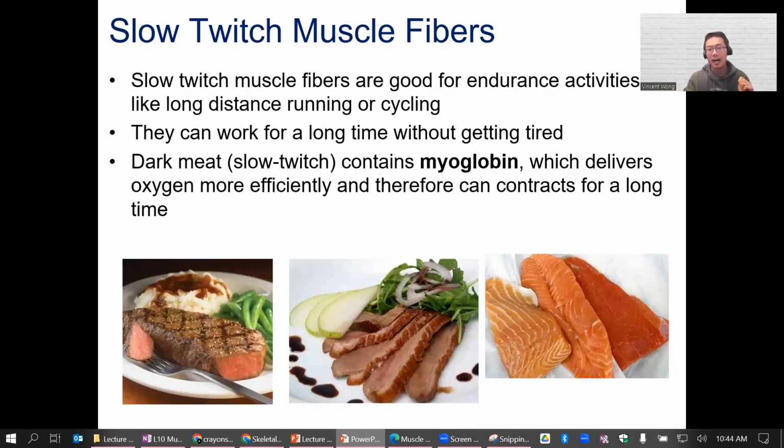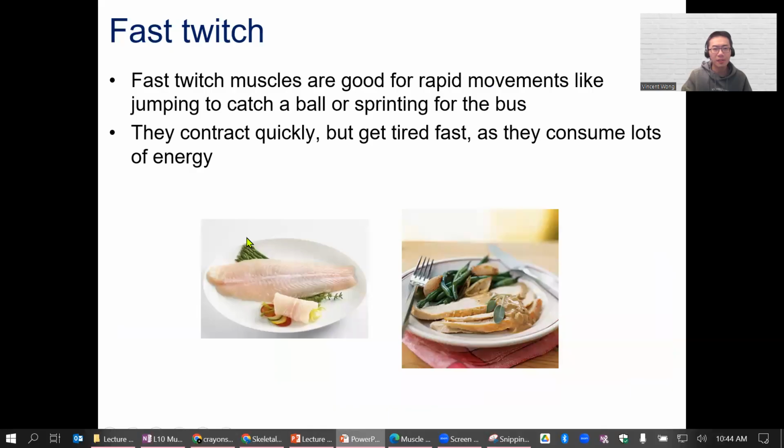All right. Salmon is red meat, okay? Because salmon, again, I don't know if you know, but salmon always swim against the current, especially during mating seasons, and that requires muscle that is able to sustain endurance, not going to get tired easily. Whereas if you think about fish like tilapia, halibut, that kind of stuff, they just have to dash out of the way when something tries to eat them, right? So burst of energy, fast twitch.